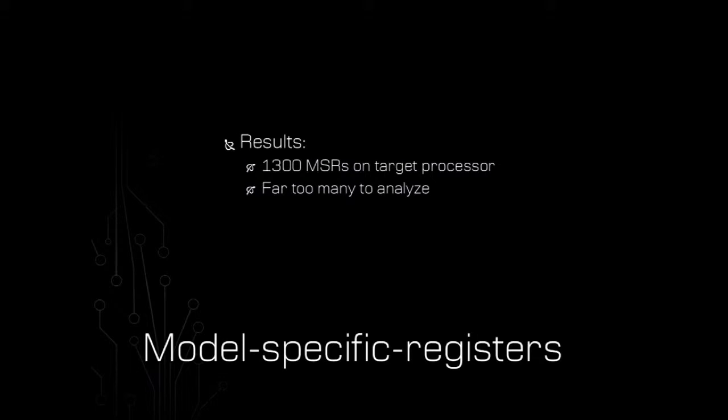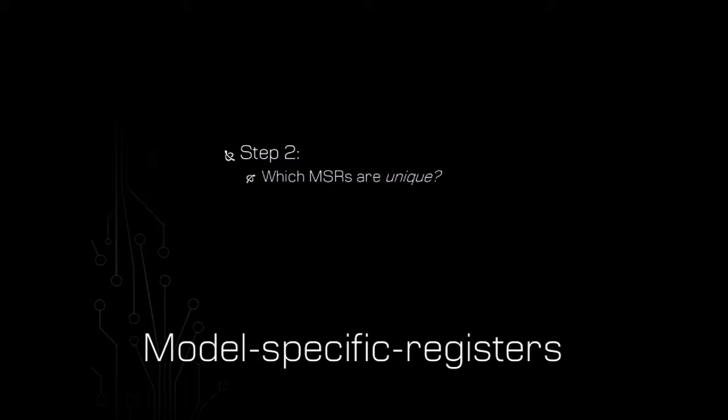So when I ran this little algorithm on my target C3 processor, what I found were that it had 1,300 implemented model-specific registers, and that is way more than would be typical on an x86 processor, and kind of threw a wrench in this whole process. That's too many MSRs to analyze. I think one bit in one of these MSRs is going to activate this new x86 instruction, but I can't sift through 1,300 MSRs on my own. So the next question is, well, which of these MSRs are actually unique? Which really could be the ones that I'm looking for? What are the interesting ones that I should be focused on?